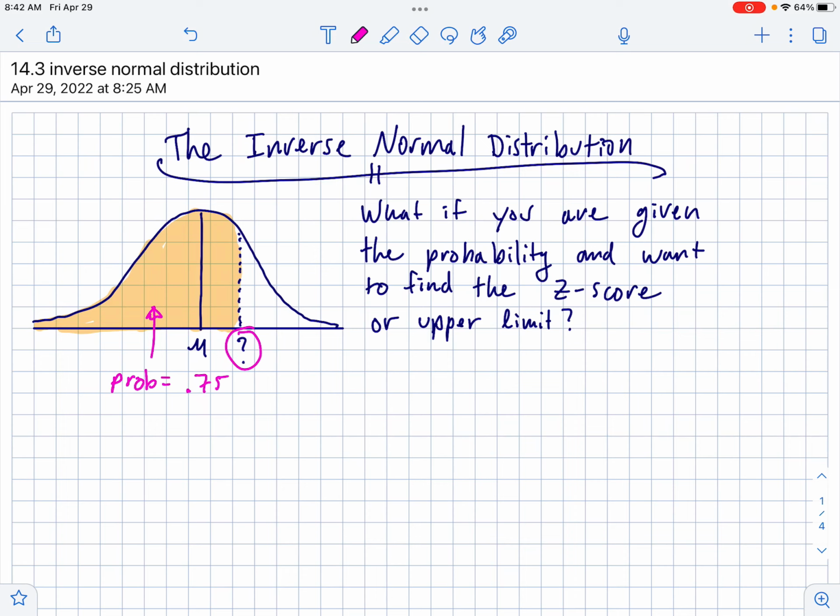But you don't always have to turn it into a z-score because your calculator can do it without turning it into a z-score. So we're going to talk about both ways. But the main way we're going to do it is with this thing called invNorm. So you're going to hit second on your calculator and then hit DISTR, and then scroll down to the third one, which is invNorm.